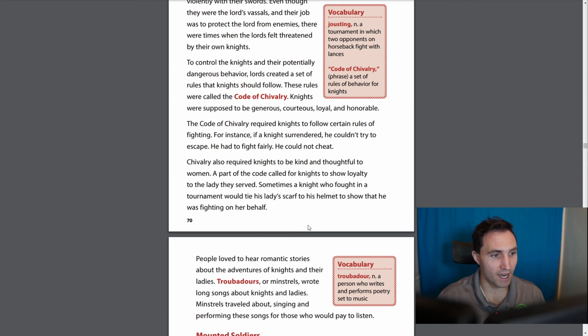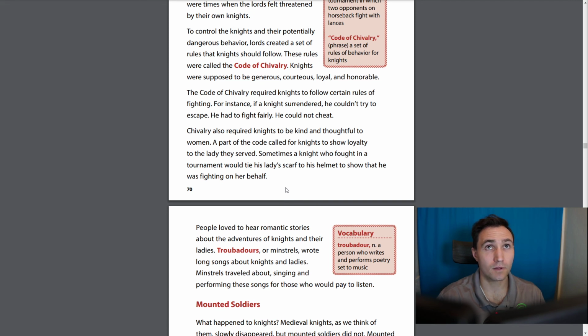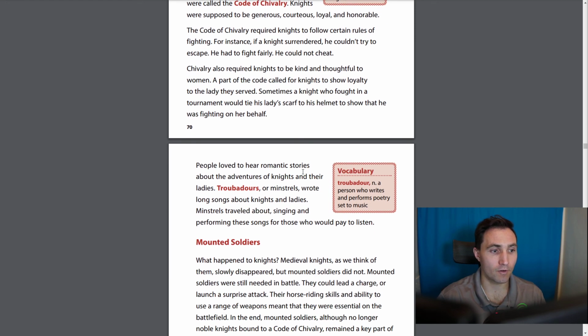Sometimes a knight who fought in a tournament would tie his lady's scarf to his helmet to show that he was fighting on her behalf. Or a favor, like we read in King Arthur this week. Elaine, the Lady of Astolat, had Sir Lancelot wear her favor, her little bridle, on his helmet when he went to fight undercover, right? When he got stabbed by King Arthur's men in that tournament. So you can kind of see these connections with what we're reading of King Arthur in this.